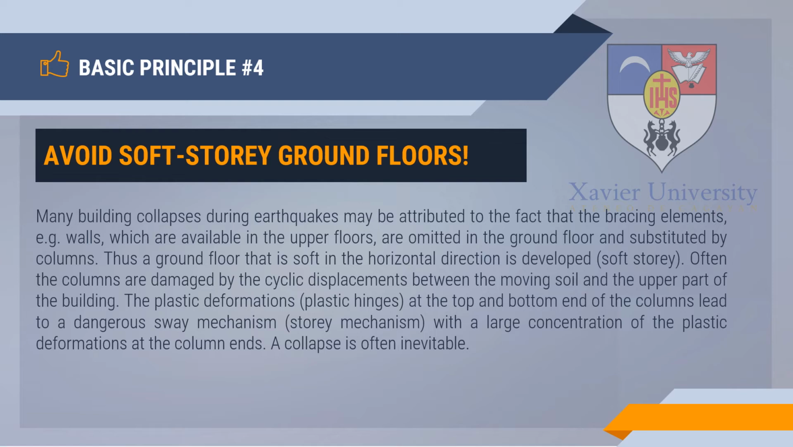Often, the columns are damaged by the cyclic displacements between the moving soil and the upper part of the building. So the plastic deformations at the top and the bottom end of the columns lead to a dangerous sway mechanism with a large concentration of the plastic deformation at the column ends. So a collapse is often inevitable.